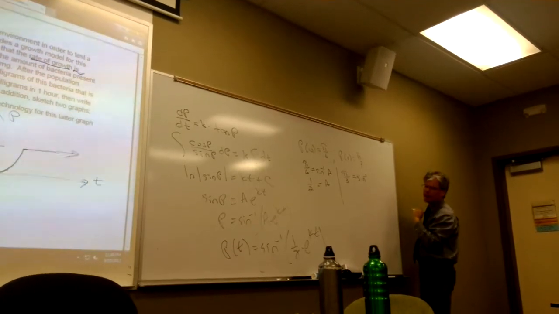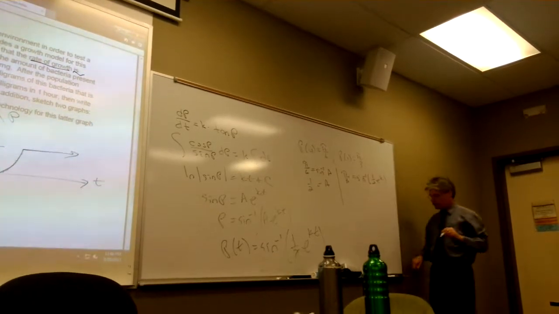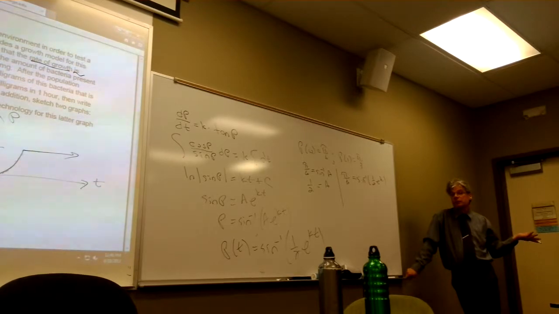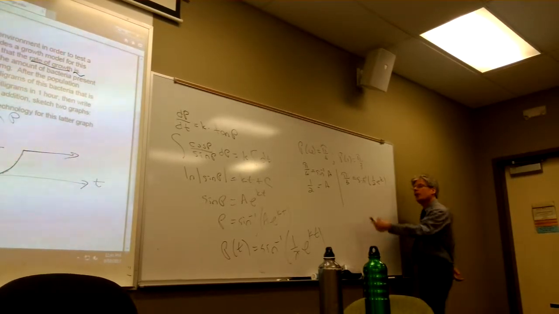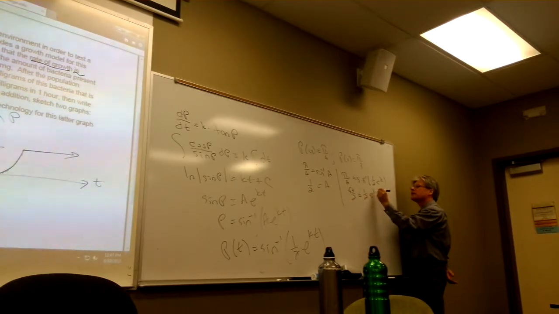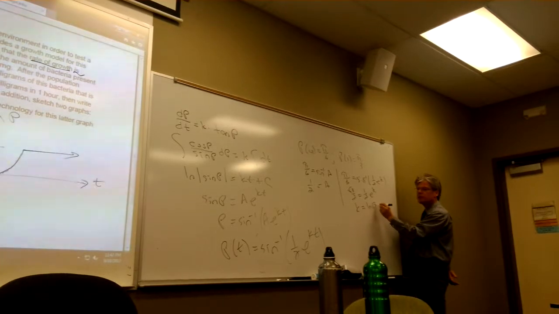When my input is positive 1, that just gives me a 1/2 e to the k. Check that out. Merely one equation and one unknown, k, I can solve for it. Does that give me root 3 over 2 equal to 1/2 e to the k? So I guess k is merely the natural log of root 3.